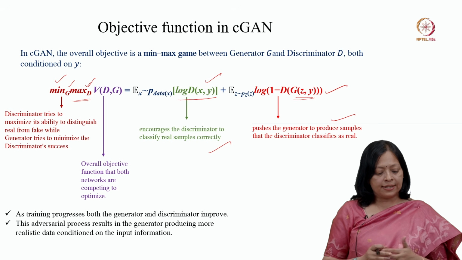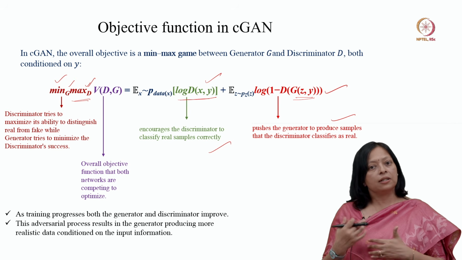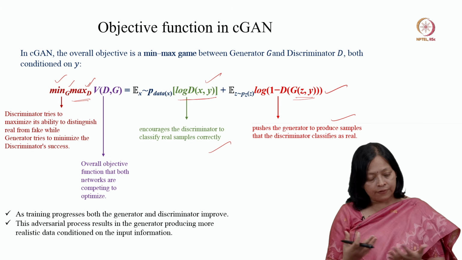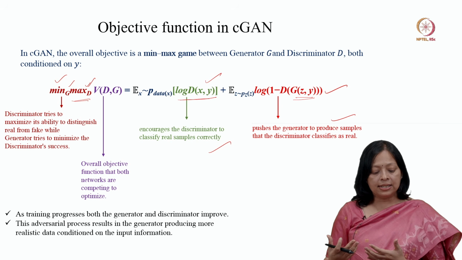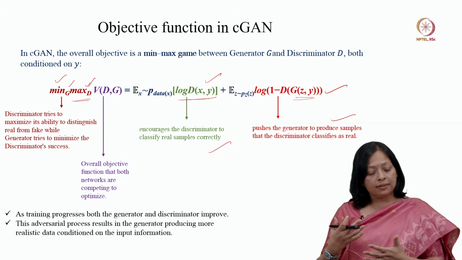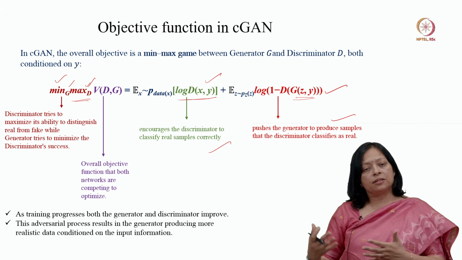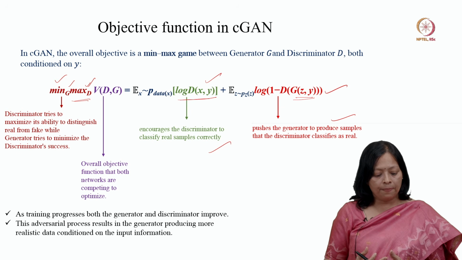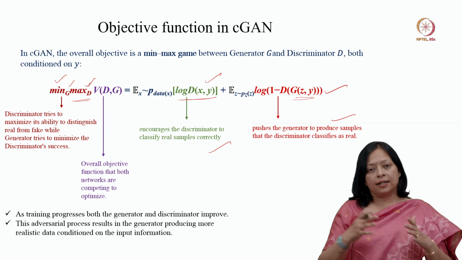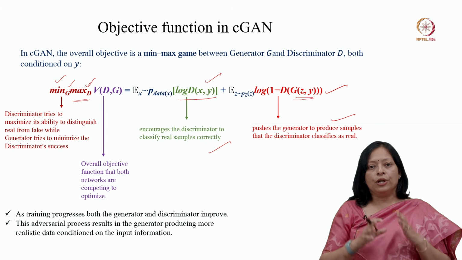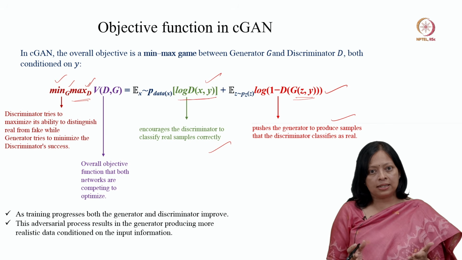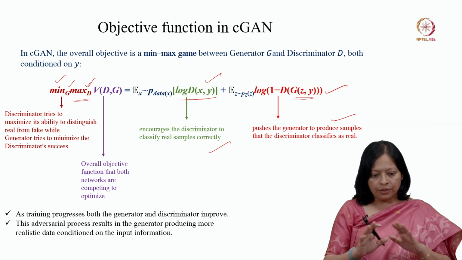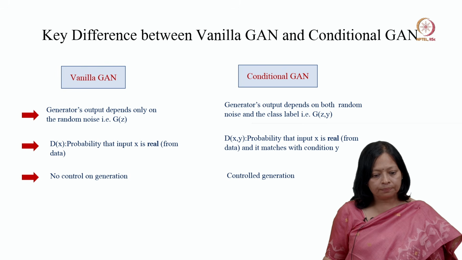As the training progresses, both generator and discriminator improve, and this competition, or the adversarial framework, produces results. What are the results that are produced in this adversarial framework? The generator produces more realistic data, and this realistic data is conditioned for that specific condition. So, they look very realistic, and at the same time they follow the condition that has been given. So, this is about the objective function of CGANs.